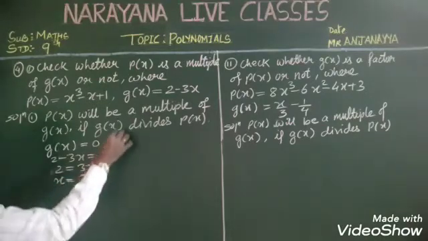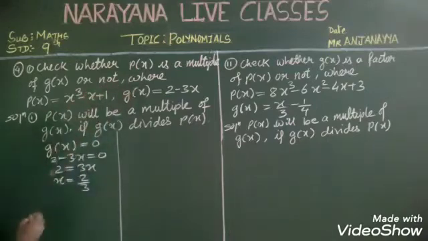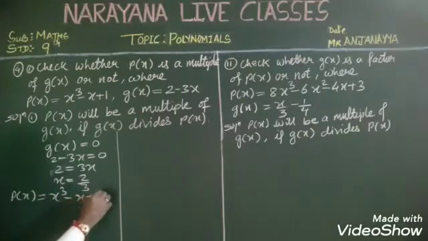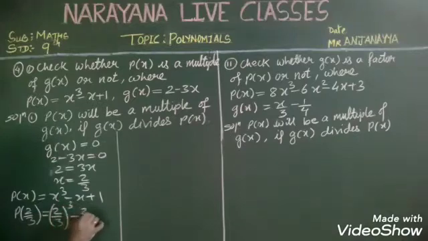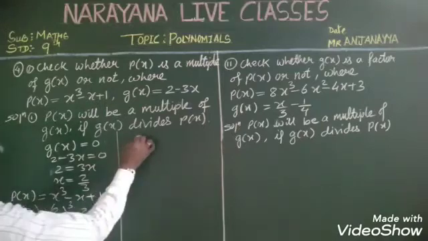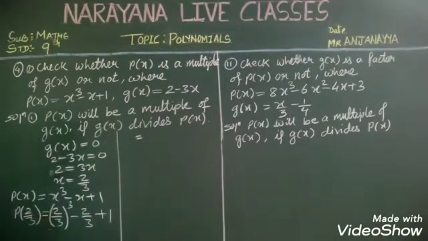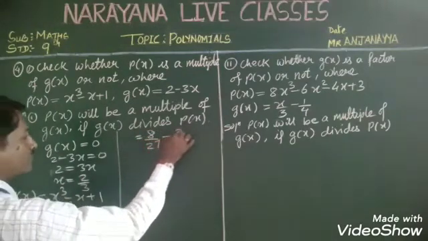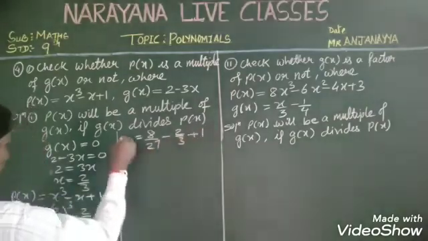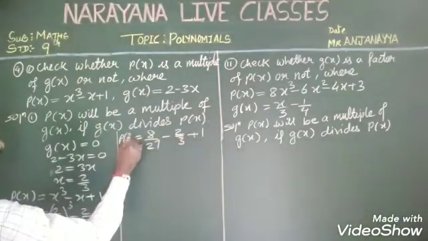Now this I substitute in the given polynomial. I know p of x is x cubed minus x plus 1. In that I will substitute. So p of 2 by 3 is equal to 2 by 3 the whole cube minus 2 by 3 plus 1. Now what is the value for this? 2 cube is 8 and 3 cube is 27, minus 2 by 3 plus 1 is my p of 2 by 3.